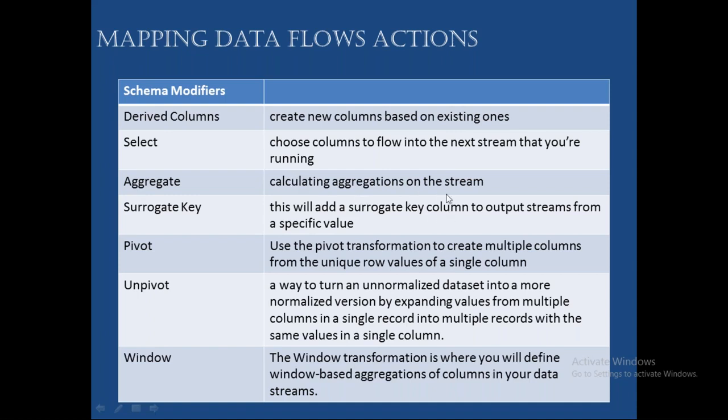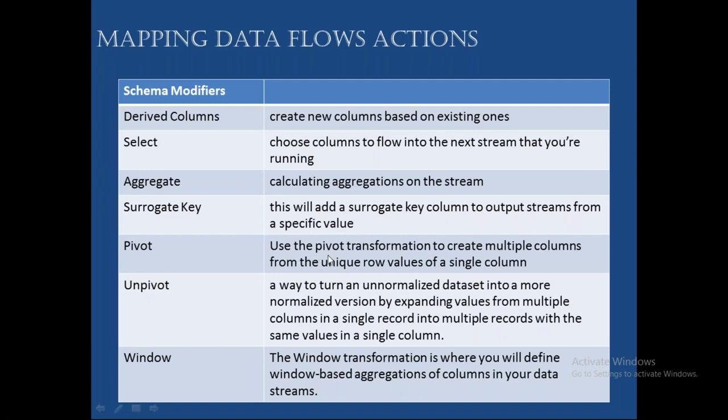Aggregate calculates aggregations on the stream. Whatever data is coming, let's say salary, I want to sum up the salary, I want to find the max salary, min salary, something like that. Surrogate key, what it will do is give a unique key. If you ask it to start giving numbers from 1, it will start giving numbers 1, 2, 3. Based on the number of records it receives, a surrogate key will be added to each record. This will add a surrogate key column to the output stream from a specified value.